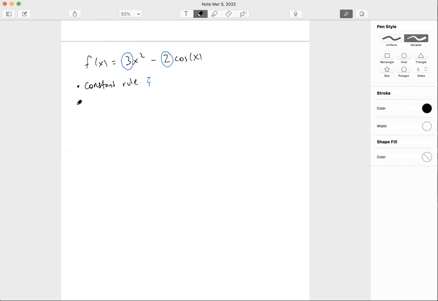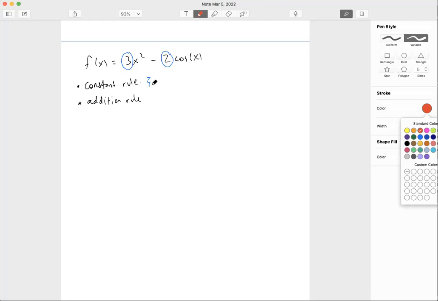We have the addition rule. Yes, it's subtraction, but subtraction is just adding the additive inverse, so it's not a big deal. But the idea is that since we have a sum of two functions, what we can do is just take the derivative of each summand in the sum, and so split it up even further.